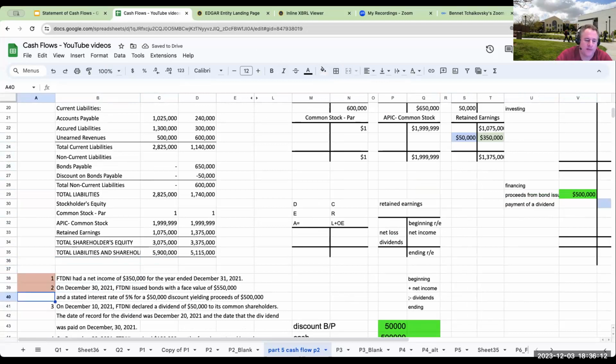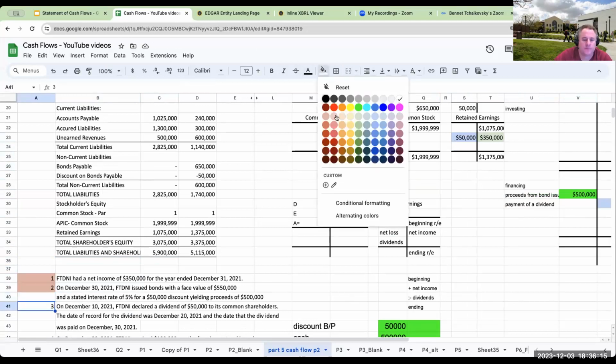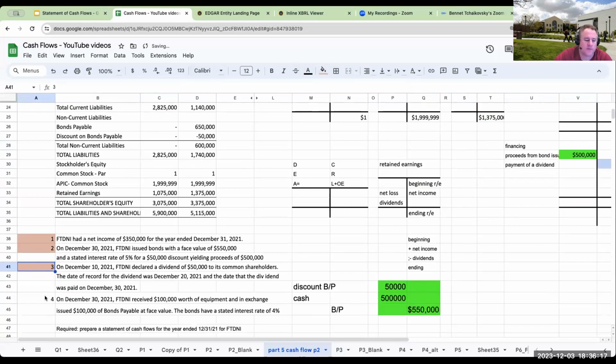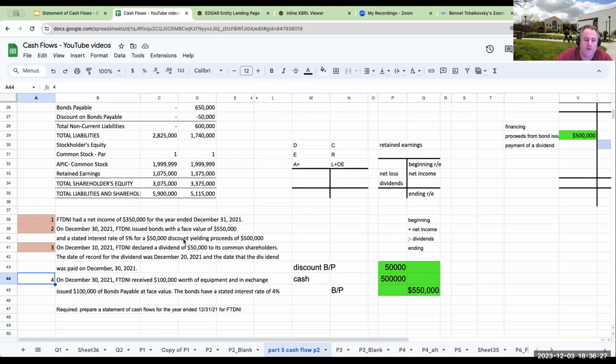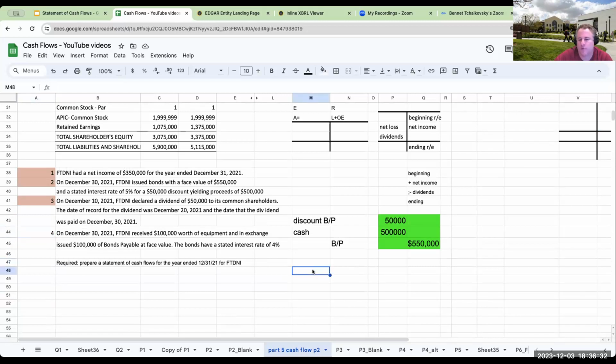So that's number 3. Let's take a look at number 4. On December 30th, 2021, I received $100,000 worth of equipment in exchange for issuing $100,000 of bond payable at face value. The bonds have a stated interest rate of 4%. So let's go through and do this journal entry. For this one right over here, I'm basically getting equipment.